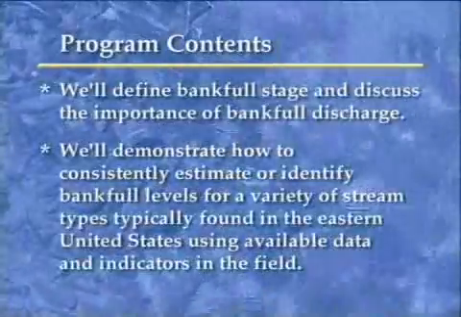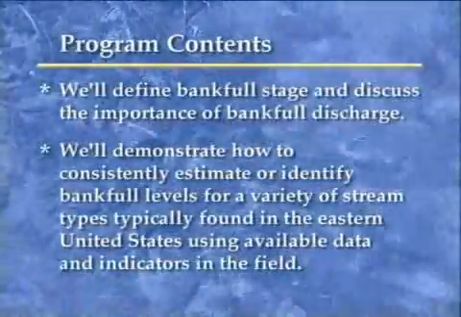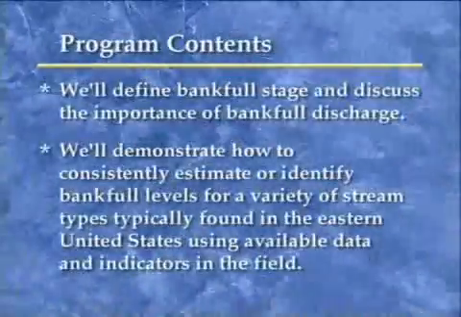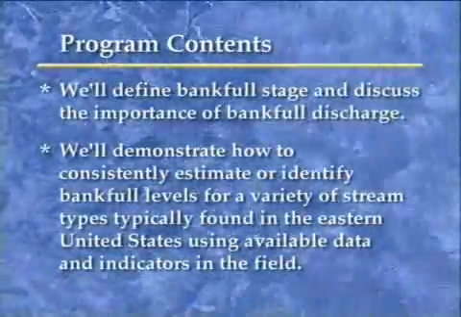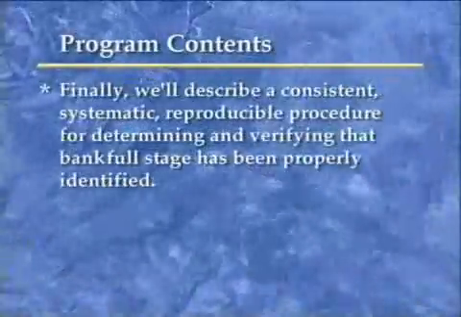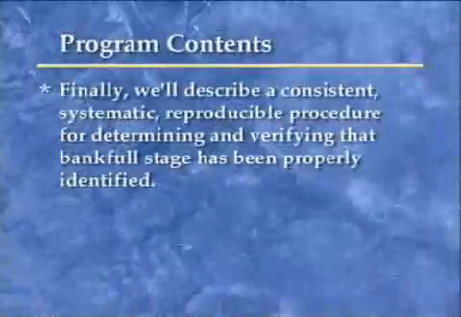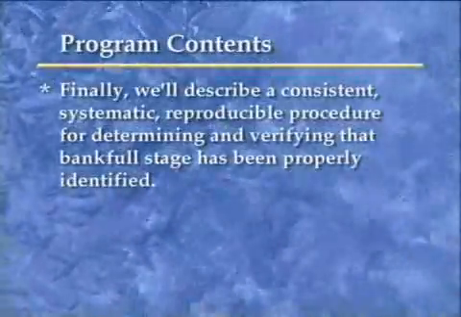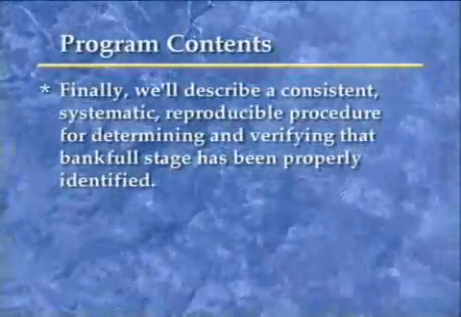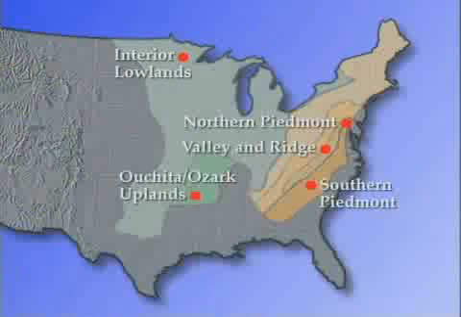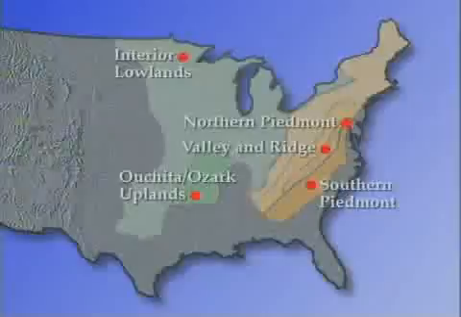We'll demonstrate how to consistently estimate or identify Bankfull levels for a variety of stream types typically found in forested areas in the eastern United States, using available data and indicators in the field. Finally, we'll describe a consistent, systematic, reproducible procedure for determining and verifying that Bankfull stage has been properly identified. As shown here, our discussion of Bankfull stage in this presentation will focus on forested streams representative of those found in a variety of different regions in the eastern United States.